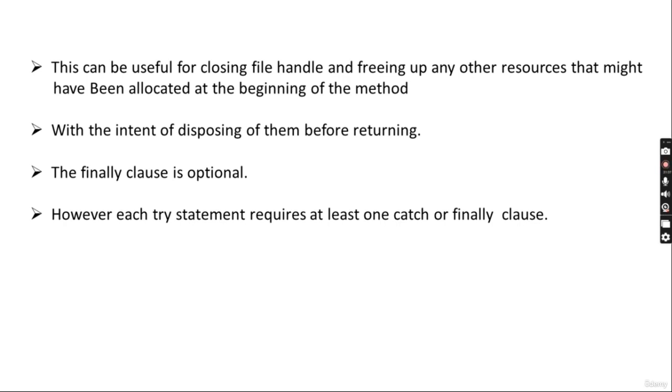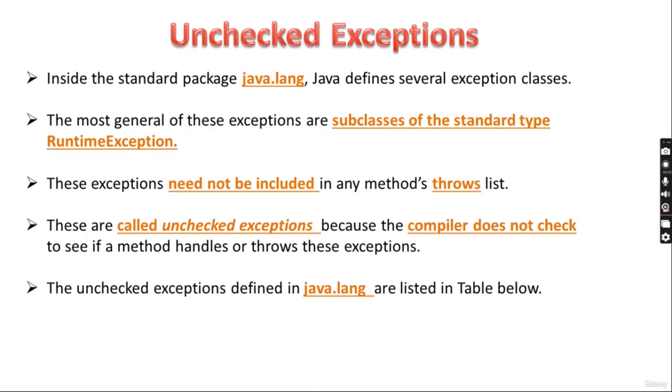Finally is optional. If you want any statement to be executed at all, finally will be written. However, each try statement requires at least one catch or finally clause. If you are writing try, there must be at least one catch, or at least one finally. If catch is not present, you can give finally. Otherwise, if catch is present, finally is optional.